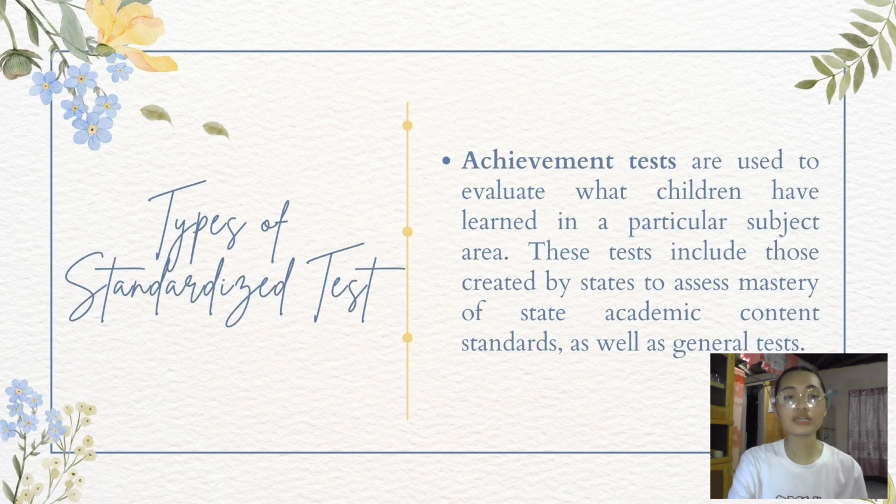So there are multiple types of standardized tests. First, the achievement test. Achievement tests are used to evaluate what children have learned in a particular subject area. These tests include those created by states to assess mastery of state academic content standards, as well as general tests. The National Achievement Test is the best example of this one. As I have said earlier, it is administered to evaluate the academic performance of students in key subjects. Therefore, it evaluates how well learning objectives have been met.